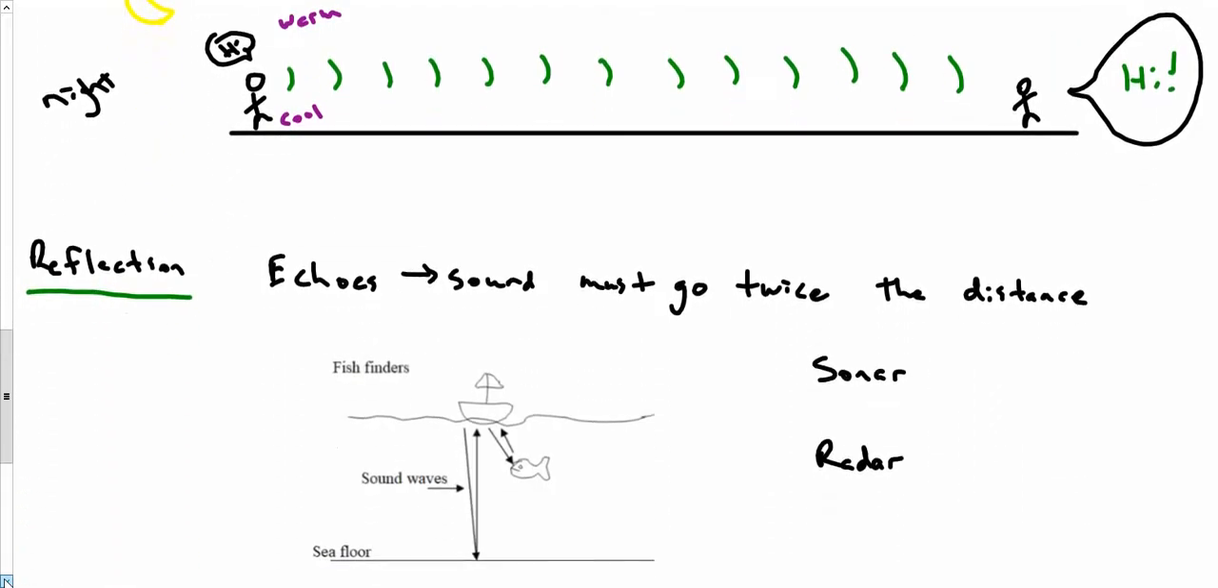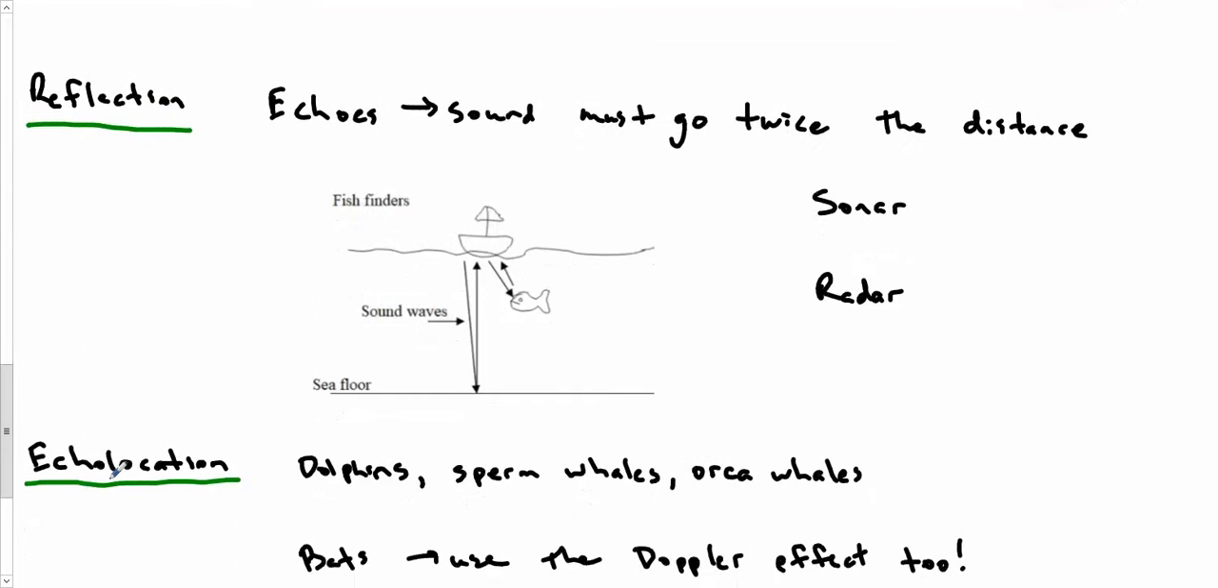Reflection of sound. Echoes. Keep in mind, anytime you do a question with an echo, the sound has got to go twice the distance. So for example, if you own a nice boat and you like to go fishing, you might have this thing called a fish finder. And it tells you where you might find schools of fish underneath your boat. So the sound here leaves the boat, goes down, and then back up to the boat.